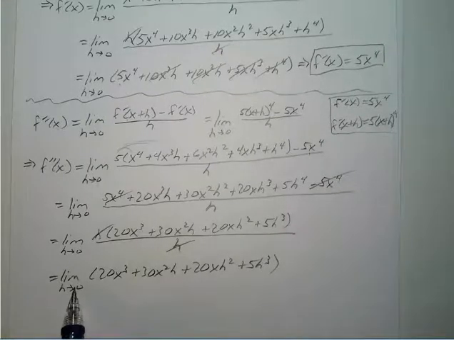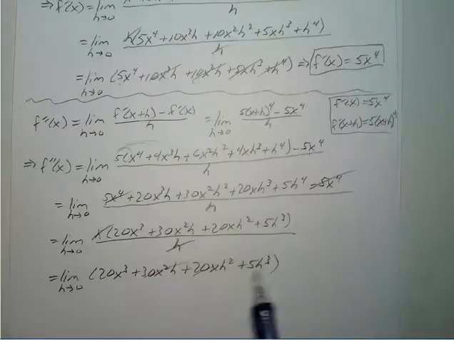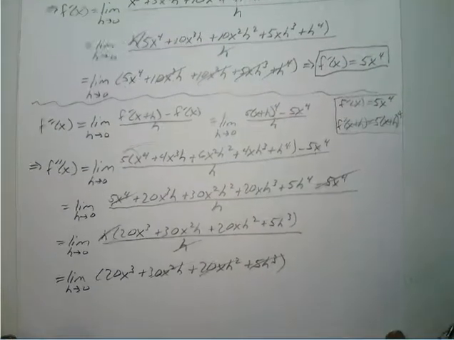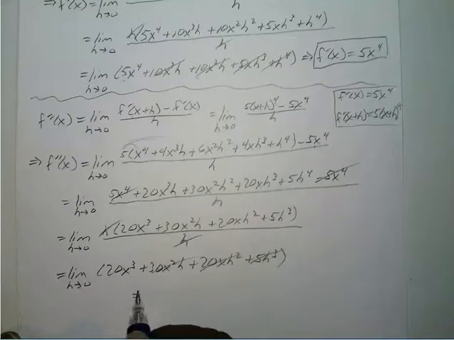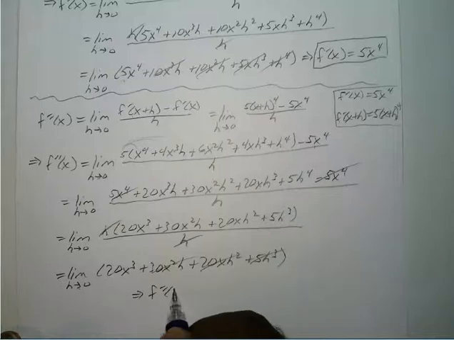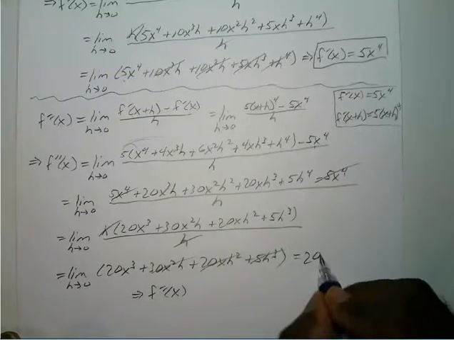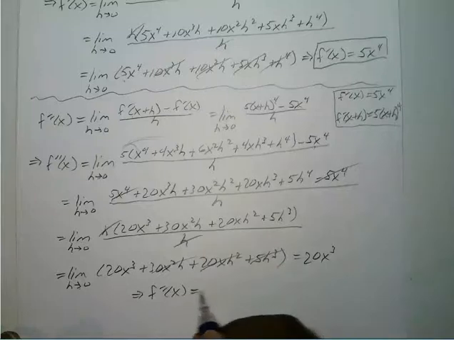You can see here, using direct substitution, h equals 0, this, and this will all become 0. So that means our second derivative is just going to equal 20x to the third.